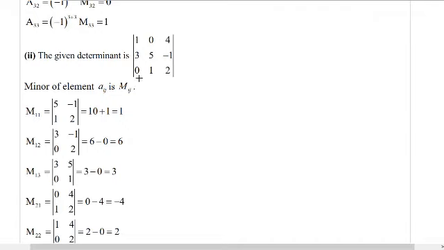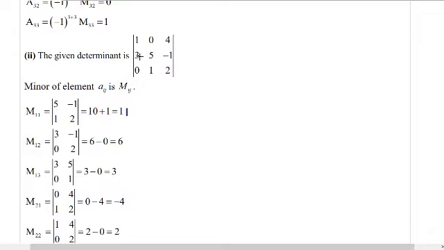See, to find M11, we'll hide this element by row and column, and just see 10, and this is minus 1. So always when we multiply this, we change its sign. So 10, it is minus 1, we'll do plus 1. 10 plus 1, that is 11. 11 is the answer. Now M12, so we have to hide A12 by row and column. 6 minus 0, that is 6. M13, to find M13, I have to hide this A13 by row and column. So 3 minus 0, that is 3.